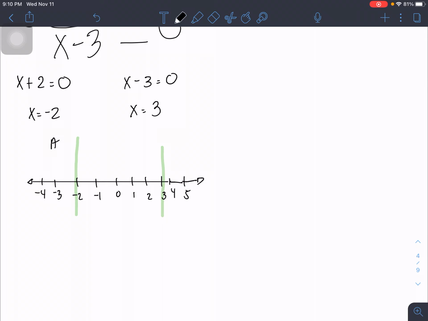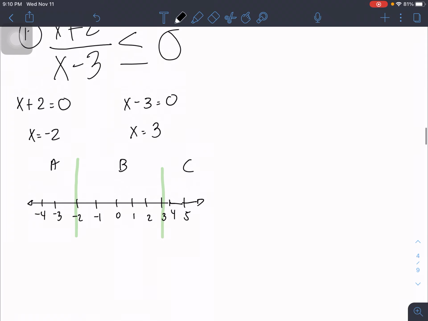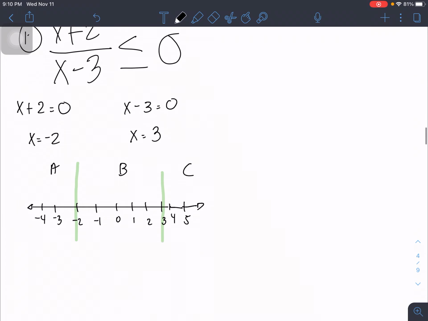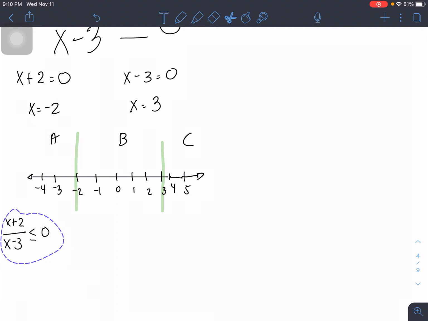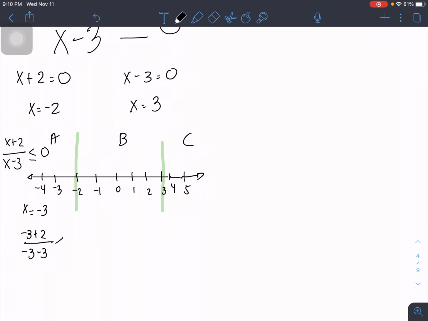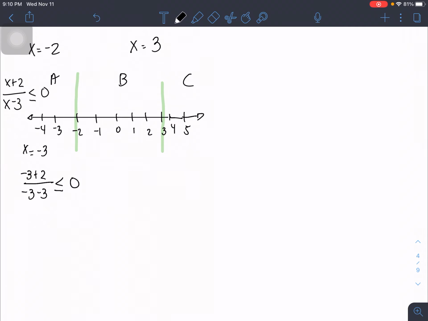So we'd like to name these regions A, B, and C. And we would like to prove the argument (x + 2)/(x - 3) is less than or equal to 0. So let x be equal to, I'll pick any number at region A. So this will be -3. So this will be (-3 + 2)/(-3 - 3) less than or equal to 0. So -3 + 2 is -1, and -3 - 3 is -6.